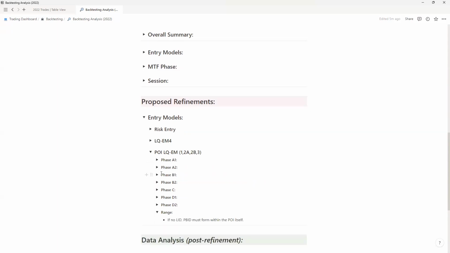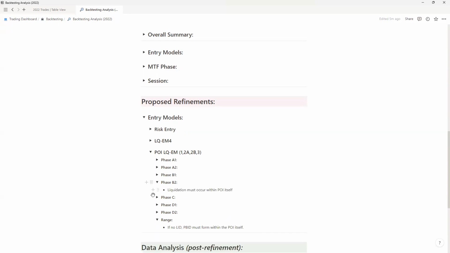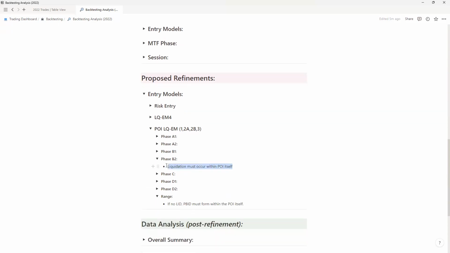So as you can see, we'll go into a different phase. We'll go into phase B2, very simple refinement: liquidation must occur within the POI itself. Again, why would I have come to this conclusion? Well, when I was analyzing the data for phase B2, I would have seen that the majority of my losses came where liquidation didn't occur within the POI itself, and the majority of my wins were trades where liquidation did occur within the POI itself.